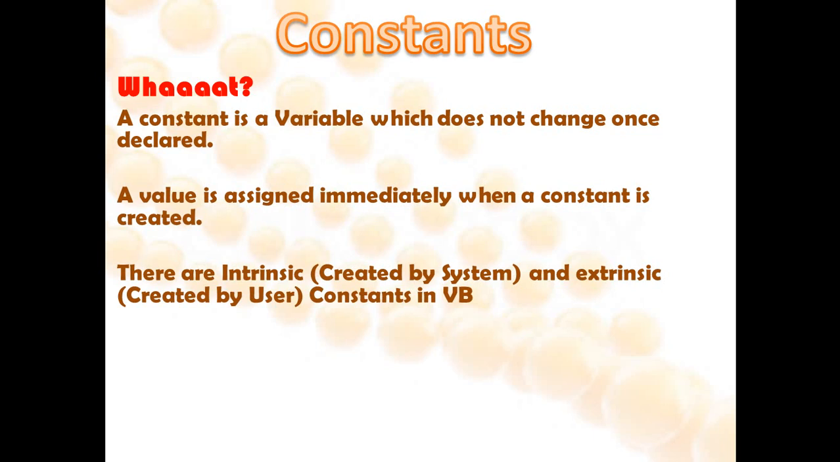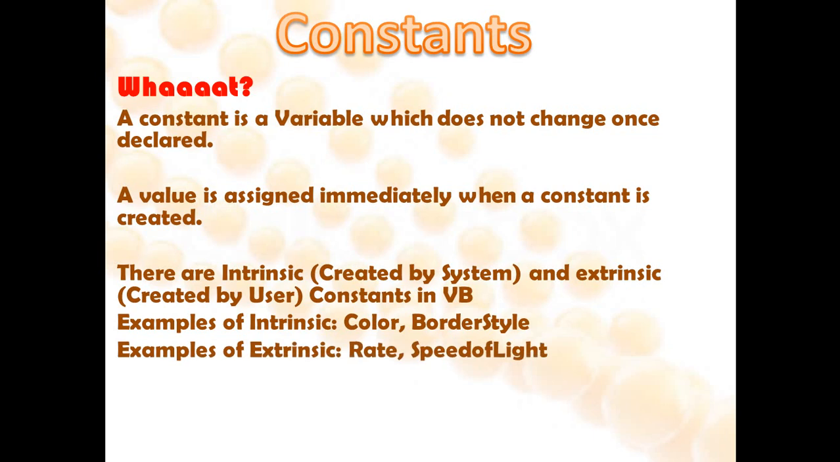We have the intrinsic. These are the constants which are inside the system. Something like a color. I'm sorry, not variable, a constant which is inside the system. It was created by Visual Basic and it will be used that way, and will not be changed. The other type is extrinsic. These are the ones which you can create. Examples of intrinsic are colors, border styles, such stuff.